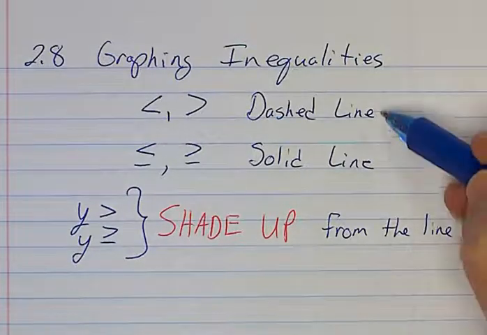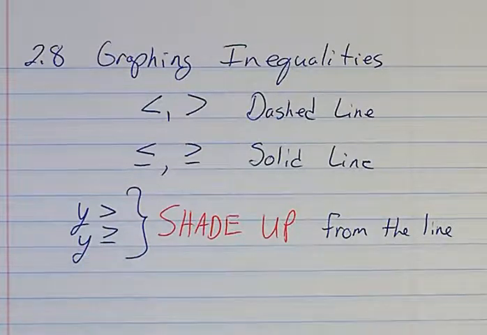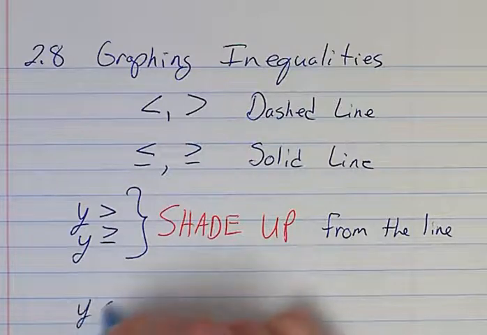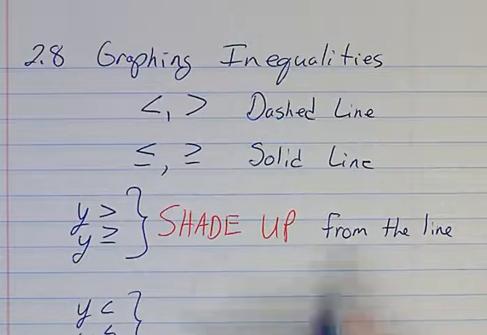Because you're going to draw either a dashed line or solid line, and then depending on whether it's greater or less than, you're going to shade up or down. So we're going to shade up on this part. And if it's y less than or y less than or equal to, either one of those two, then you're going to shade down.